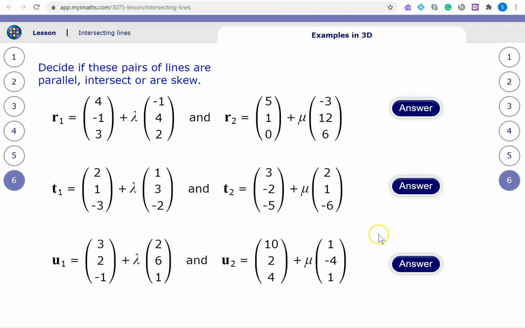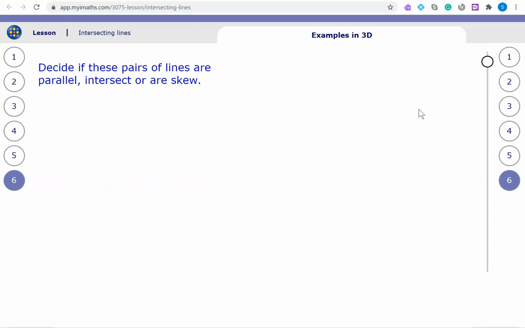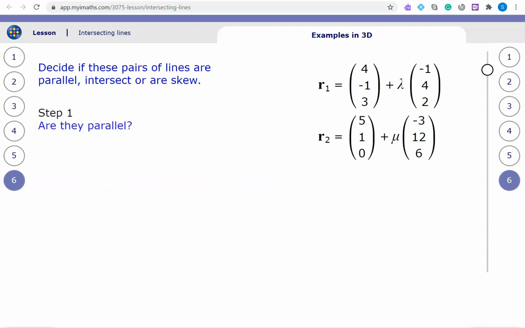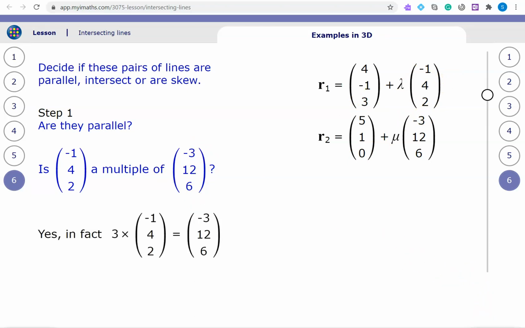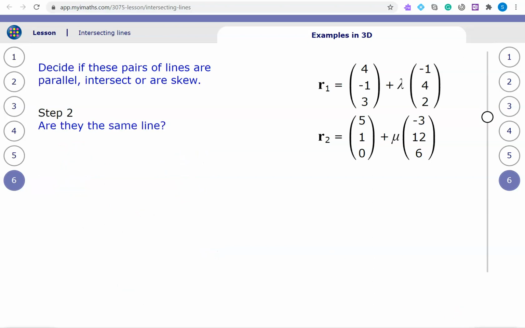So here are some lines we're going to look at and some problems. So we've got 2 equations. Are they skew, parallel, or do they intersect? Well, if we run through these, is minus 1, 4, 2 that direction vector a multiple of this direction vector here? And hopefully you can see that if I multiply this equation here by 3, I'll come up with this equation there. In other words, they're parallel.